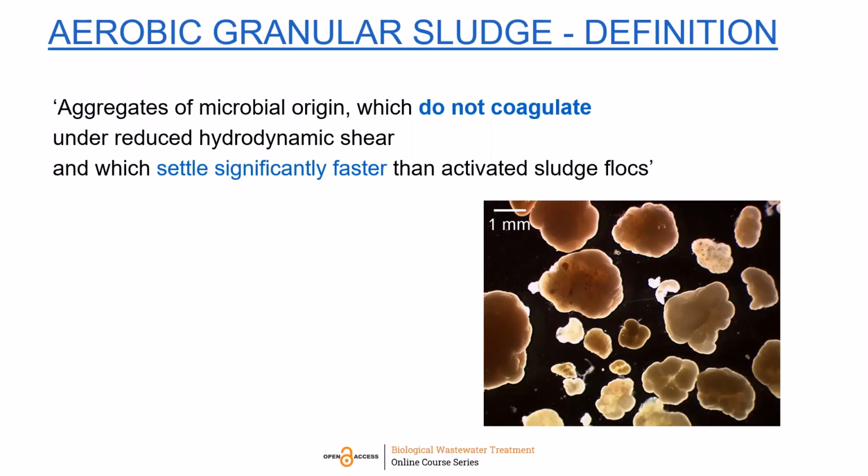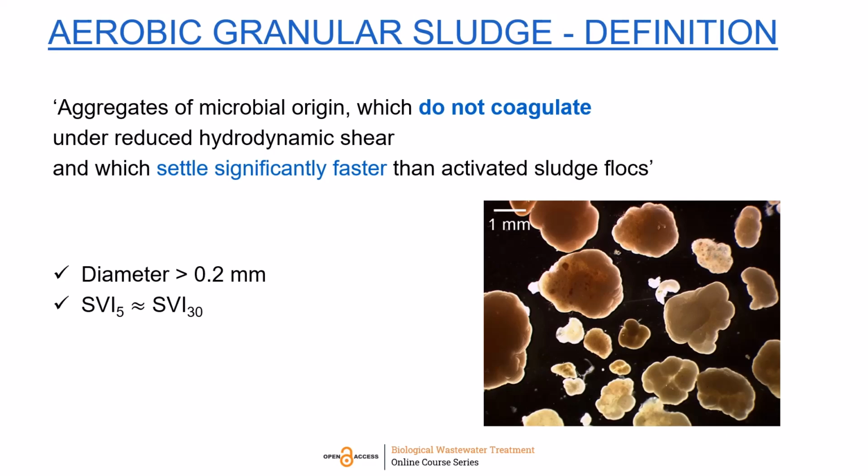Aerobic granular sludge is defined as aggregates of microbial origin which do not coagulate under reduced hydrodynamic shear and which settle significantly faster than activated sludge flocs. Typically, aerobic granules are larger than 0.2 millimeters. However, the fact that the granules do not coagulate is more important than the size criterion.